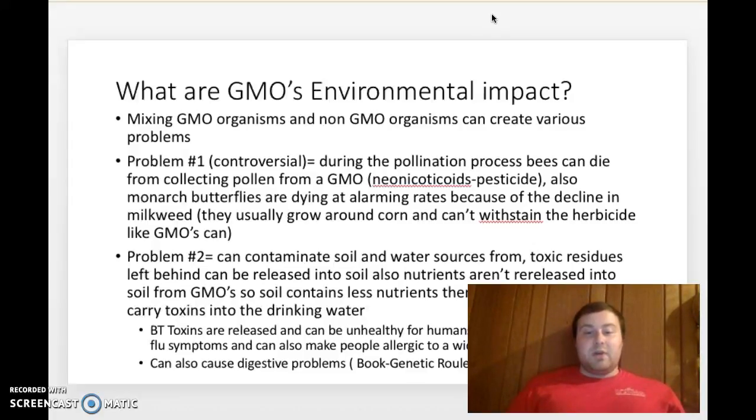There's also a book that I read called Genetic Roulette by Jeffrey Smith. He also made a movie about it, and there's also some digestive problems, and there's also been some links to autism. There's been a lot of different theories out there about what GMOs do, but a lot of people think that they do more harm than good.